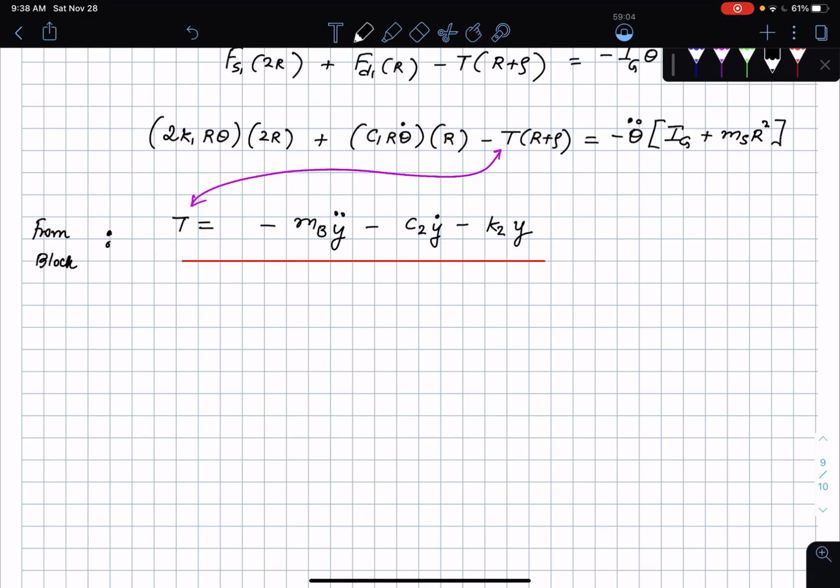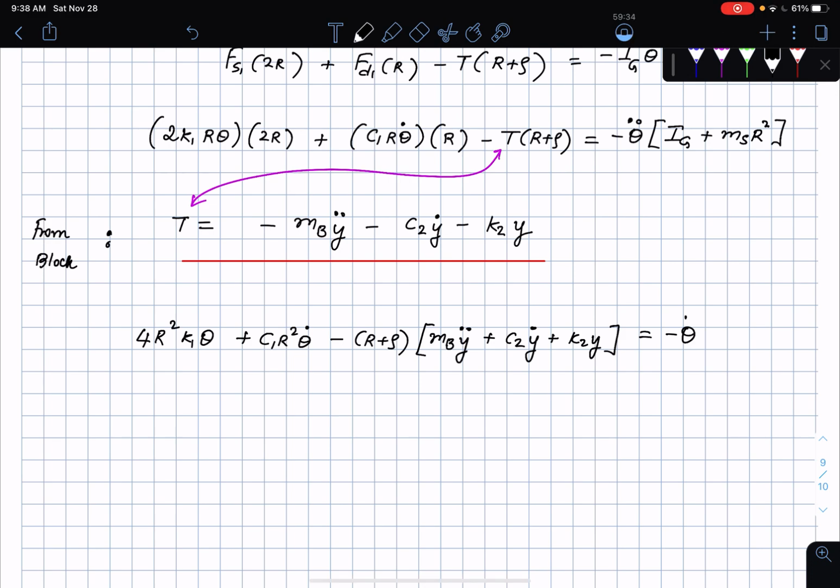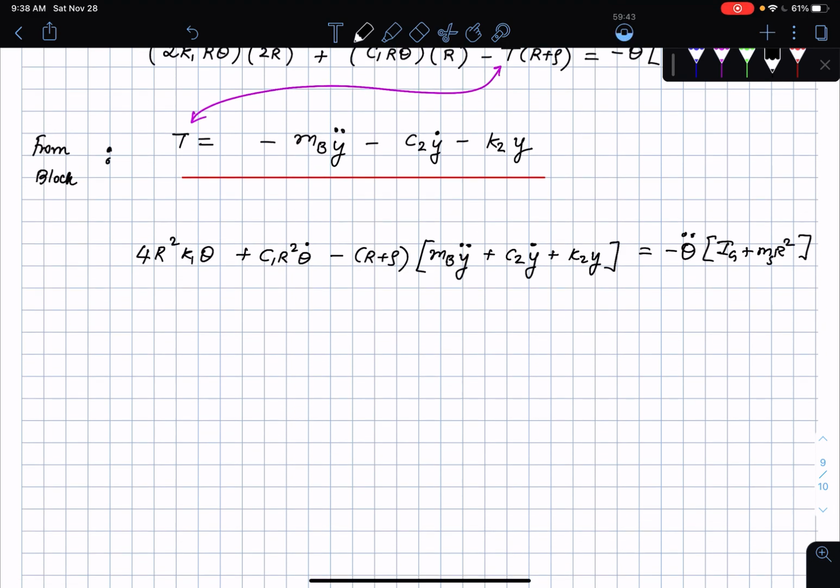So this is 2 times 2, and that's 4r² times k1 times theta. Then I'm going to have c1 times r² theta dot, and then r plus rho times minus the tension. So that's going to be mb times y double dot, c2 times y dot, k2 times y. This is equal to minus theta double dot times Ig plus m r², the mass of the spool ms. Start rearranging the terms and write it down.